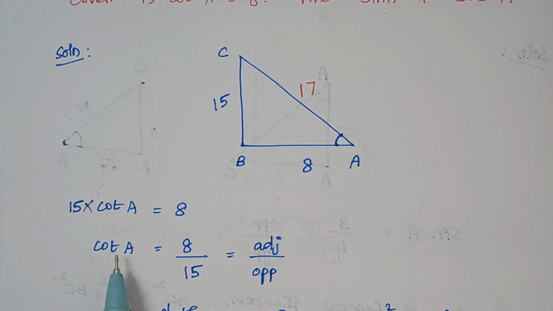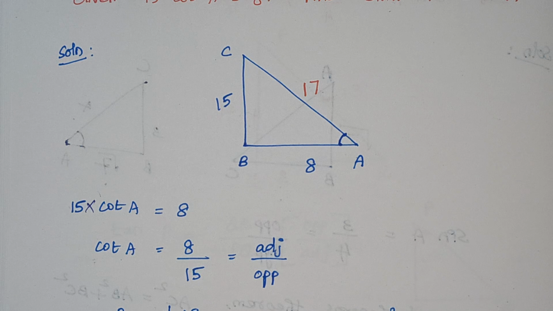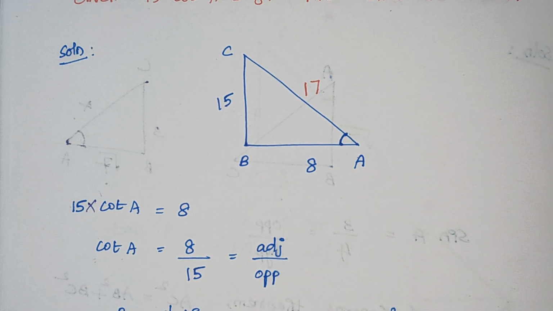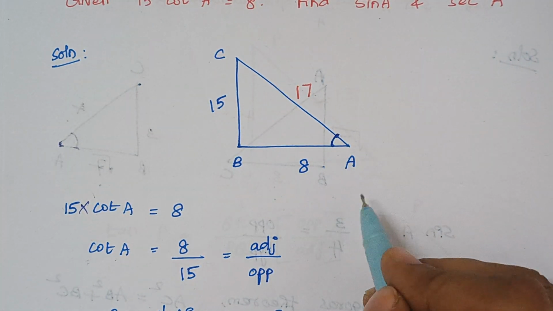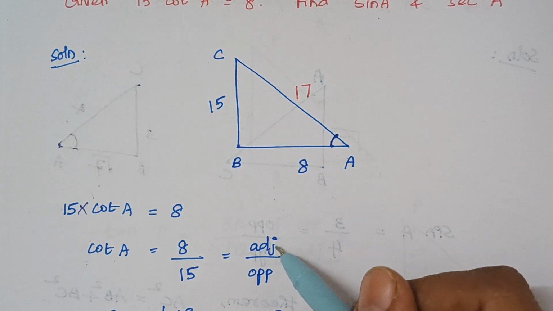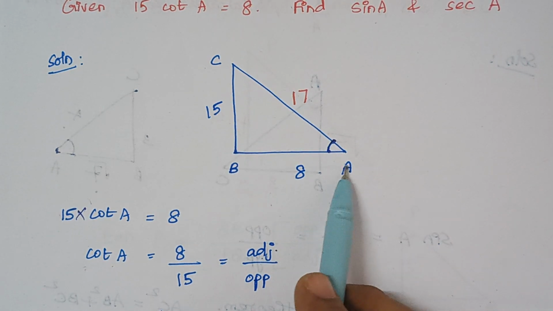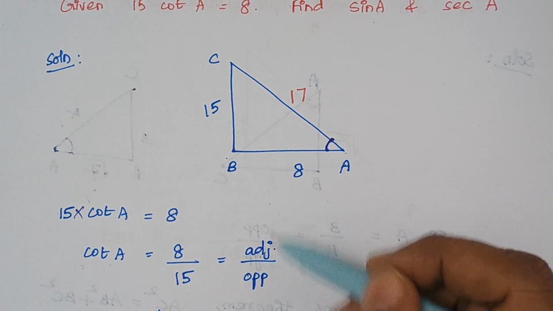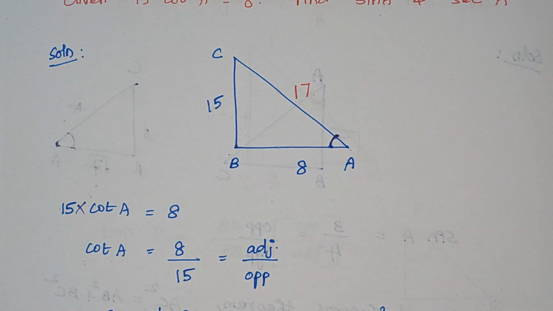So what is the formula for cot A? Cot A is nothing but the reciprocal of tan A, right? Tan A is opposite by adjacent. Therefore cot A is adjacent by opposite, right? Now here you see this is your angle A, so adjacent side by opposite side. To this angle A, what is the adjacent side? This AB is your adjacent side, and what is your opposite side? This BC is your opposite side to this angle A, right?